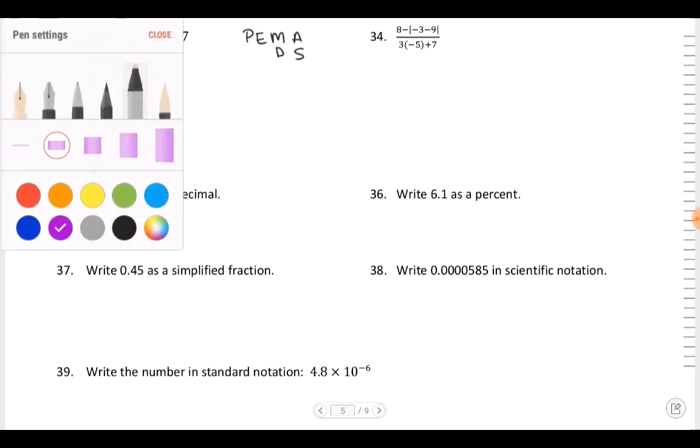And I'll put my colors back on it because why not, right? Colors are fun.